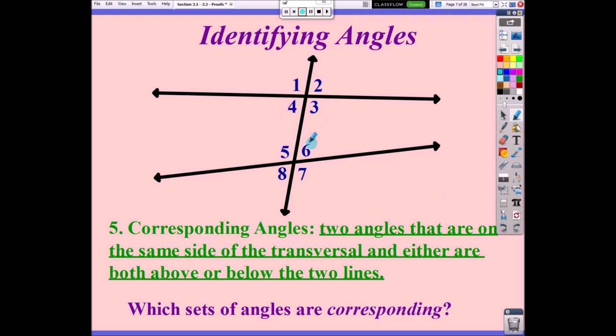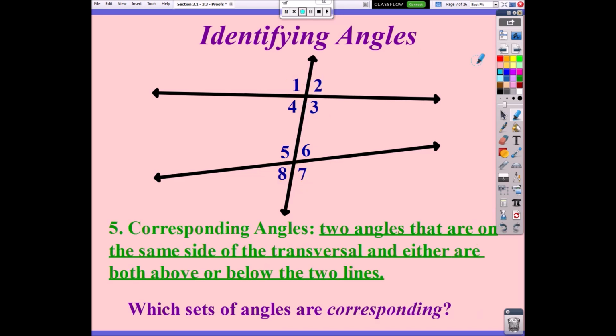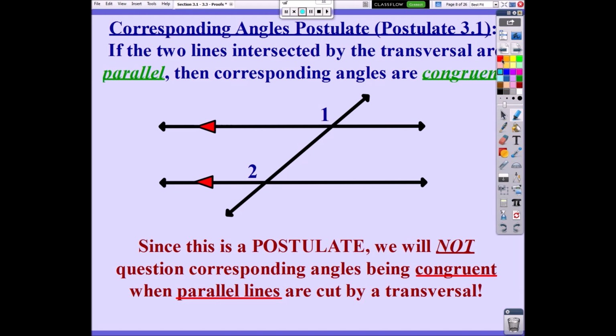I could say, hey, if I picked on angle 6, does angle 6 have a corresponding angle? Absolutely. Angle 2 is its corresponding angle. But if I went back here and I said, hey, here's angle 3, where's angle 3's same side exterior angle? Angle 3 is in the interior. It doesn't have a same side exterior angle to match up with. So that's why we're going to make such a big deal out of corresponding angles when we do our proofs.